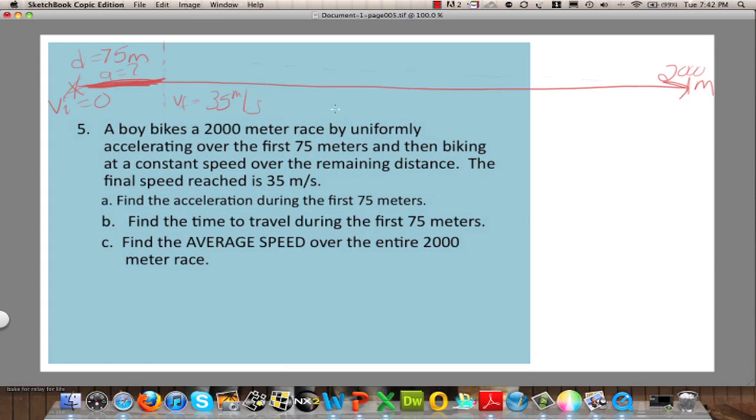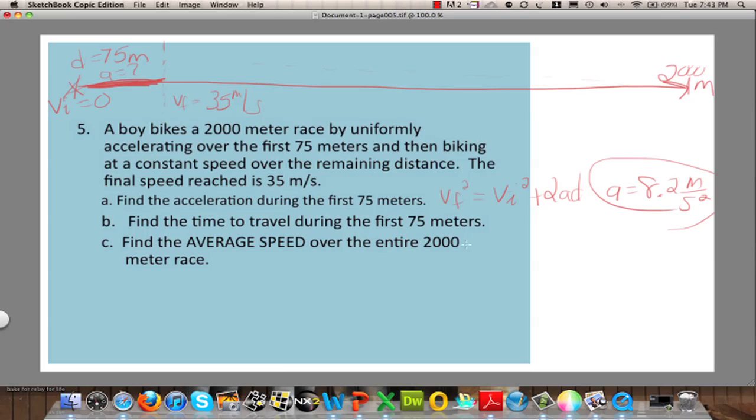To find acceleration when we don't know time at all, we use our VF squared equation. VF squared equals VI squared plus 2AD. We can plug in everything we know: the final velocity is 35, VI is 0, we know the 2, A we're looking for, and D is 75. My acceleration comes out to be 8.2 meters per second squared. So that is my acceleration for part A.